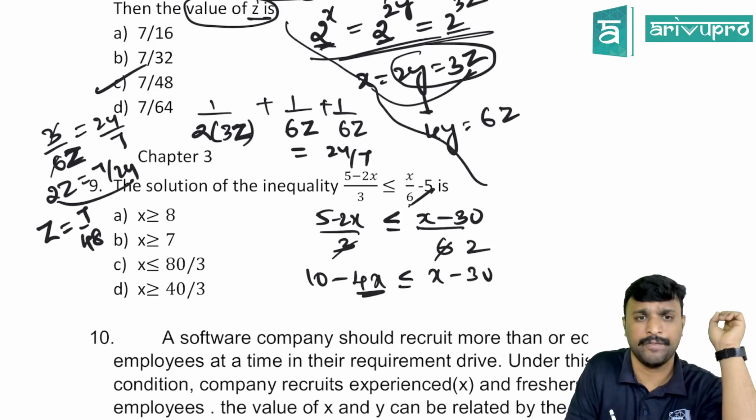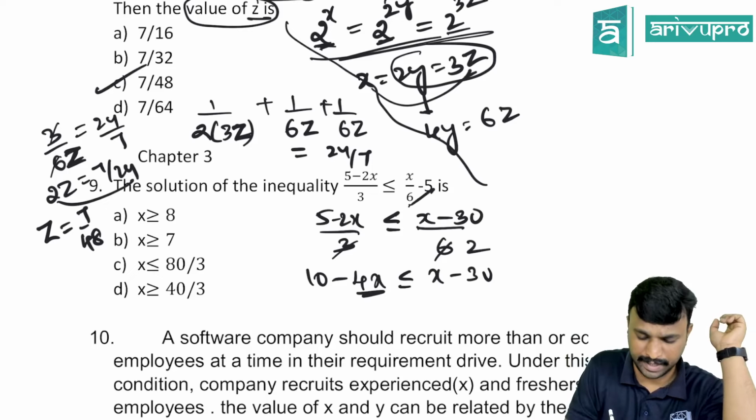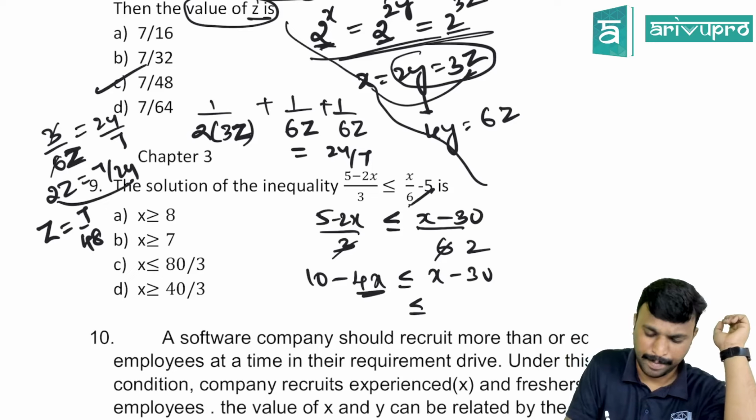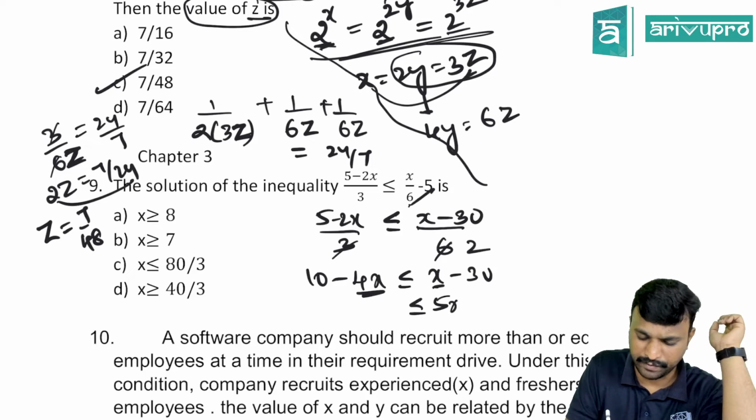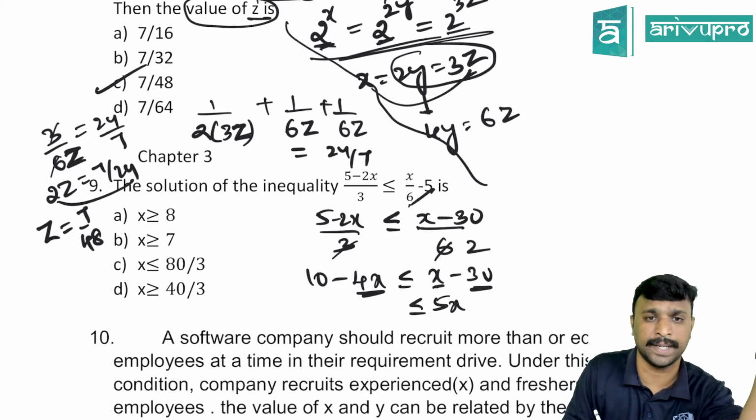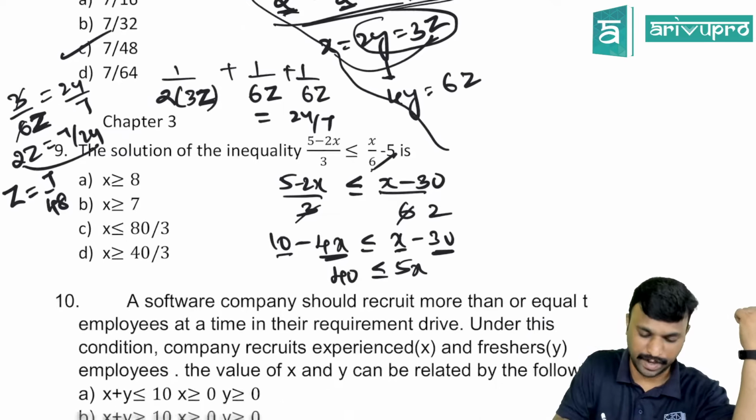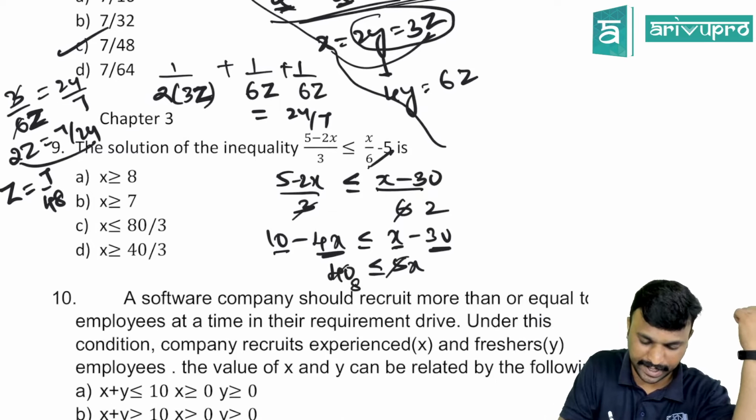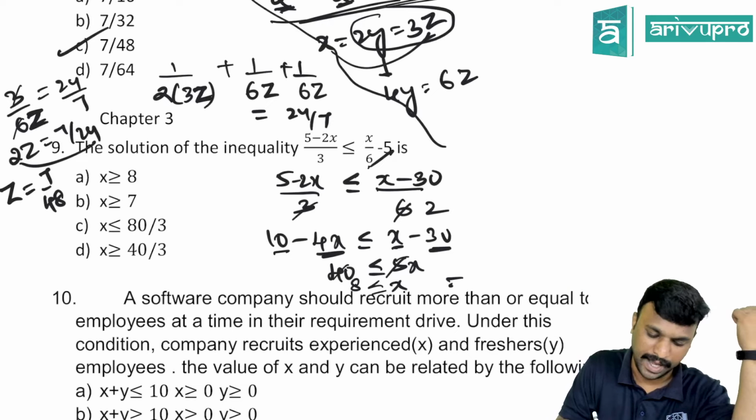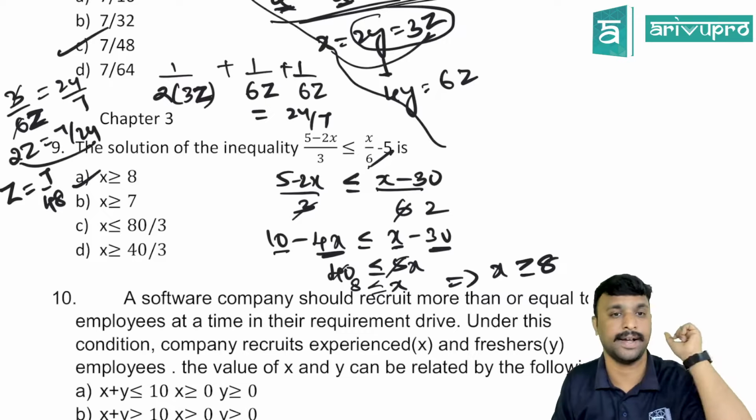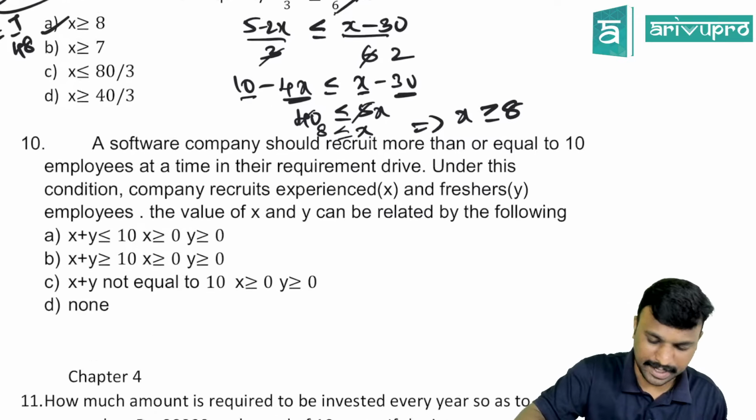Minus 4x being negative, if you take it to the right hand side, becomes plus 4x. Plus 4x plus x is plus 5x. If this minus 30 is sent to the left hand side, it becomes plus 30. 30 plus 10 is 40. As you see, 5 1s are 5, 5 8s are 40. So 8 less than or equal to x. That means x is greater than or equal to 8. Option A is the right answer. Hope it is clear. Guys, let's move on to the next question.